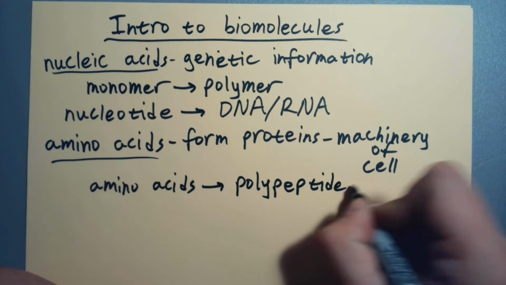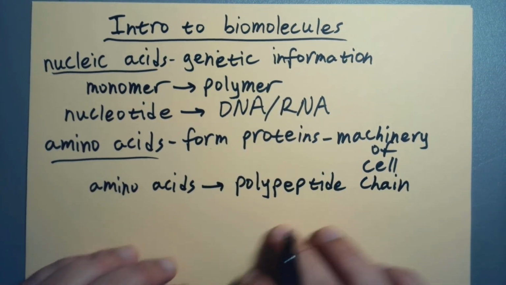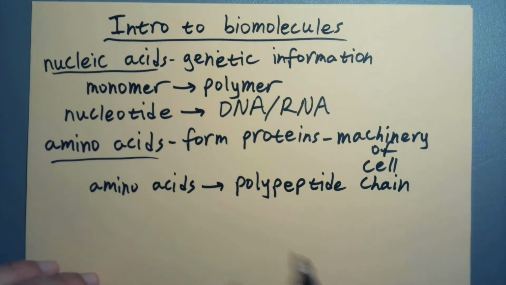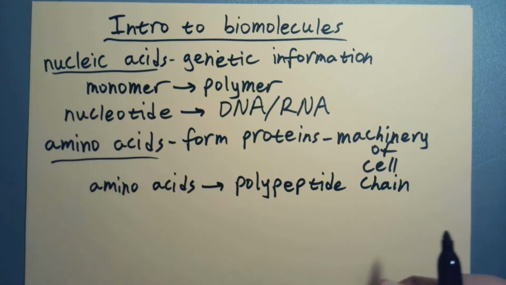And this itself isn't a protein. We'll talk about that more when we get to it. But a polypeptide chain is just a string of amino acids that are connected together through chemical bonds. And then that can get turned into a protein, but it involves what's called protein folding. But we'll get into that later.